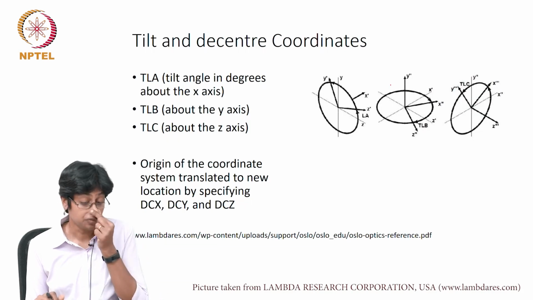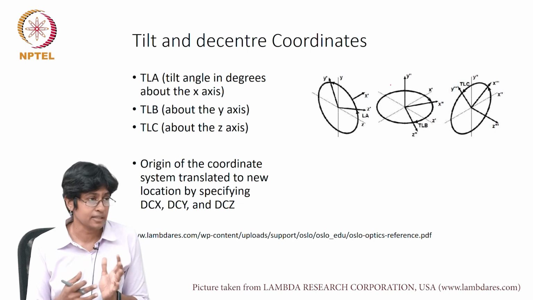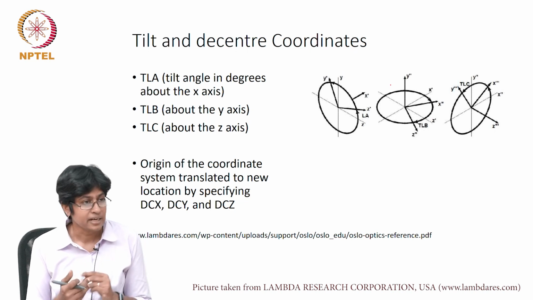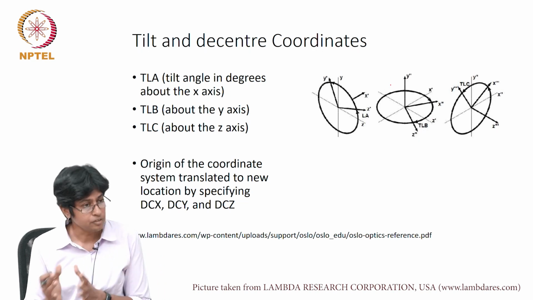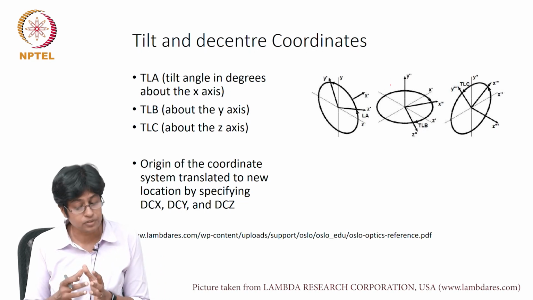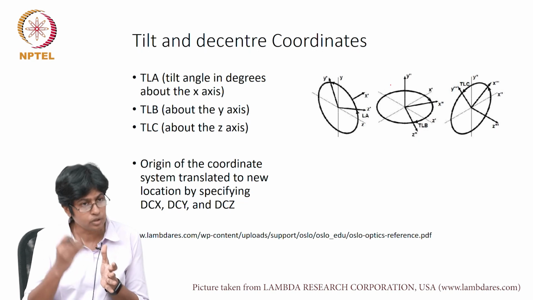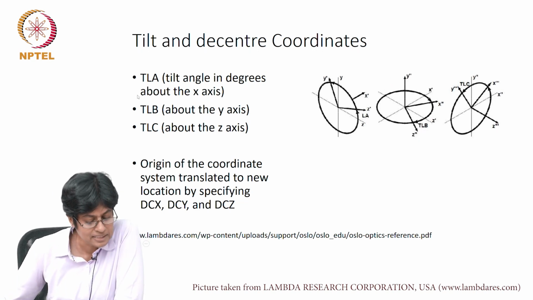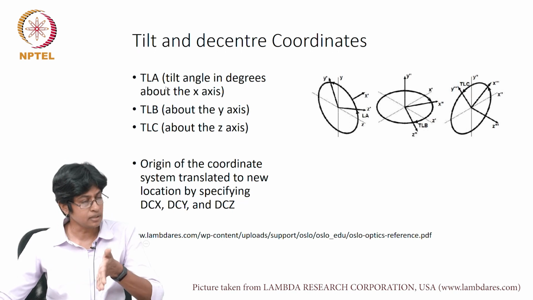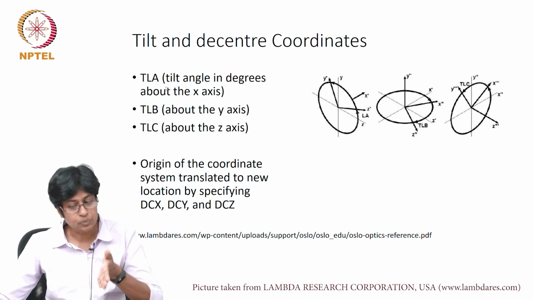Okay. So to do this, first we need to understand the coordinates that they use. There are 6 coordinates, 3 for tilt and 3 for decenter of the origin of your coordinate system. So the tilt angles are given as TLA, TLB, TLC, and as shown in this figure, TLA is when the optical element rotates about the x-axis.